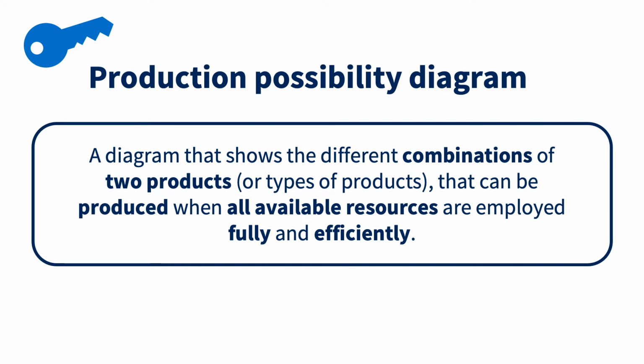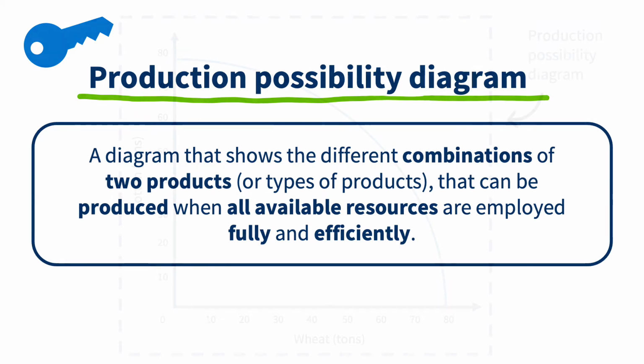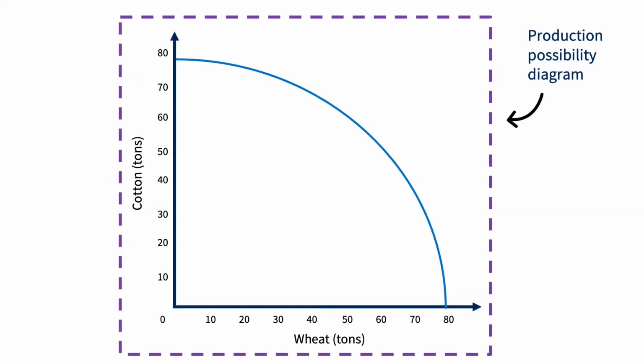Let's start off with some key terminology. So, what is a production possibility diagram? It's a diagram that shows the different combinations of two products, or types of products, that can be produced when all available resources are employed fully and efficiently. Let's take a look at one. This is a production possibility diagram. The main components of it are the vertical and horizontal axes and the arc that connects them. Each axis has quantities and is labelled.